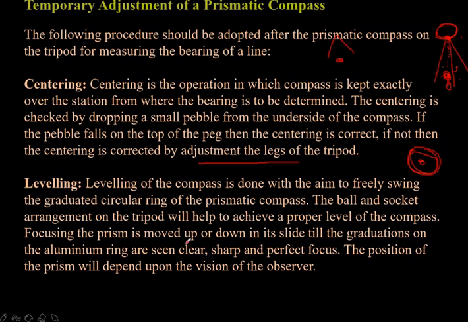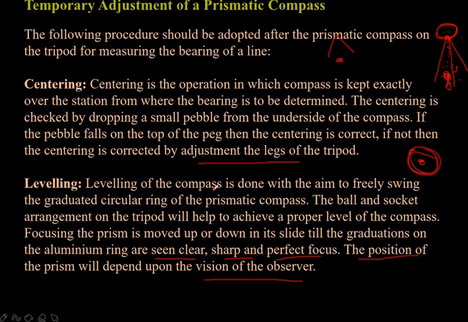For focusing, the prism is moved up or down in its slide till the graduations on the aluminum ring are seen clear, sharp, and in perfect focus. The position of the prism will depend upon the vision of the observer. So how much it should be bent or not bent depends upon the viewer who is sighting the object.